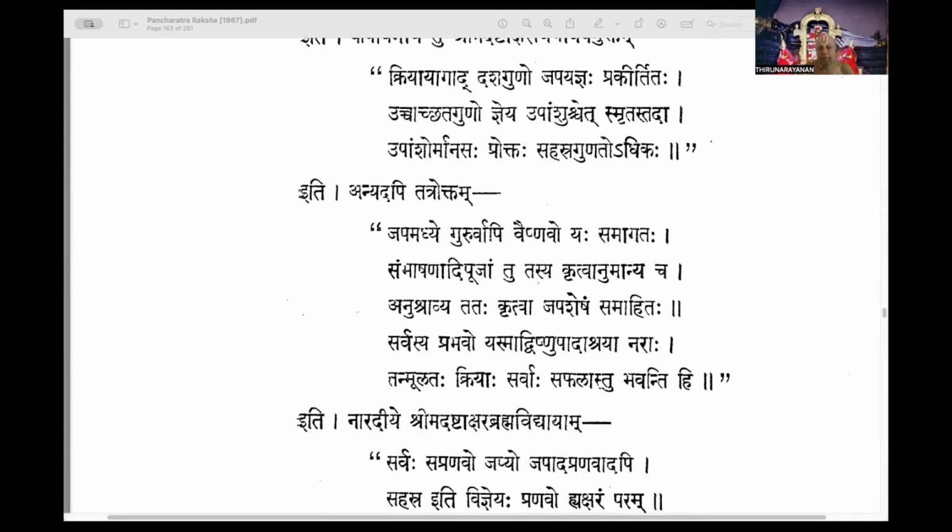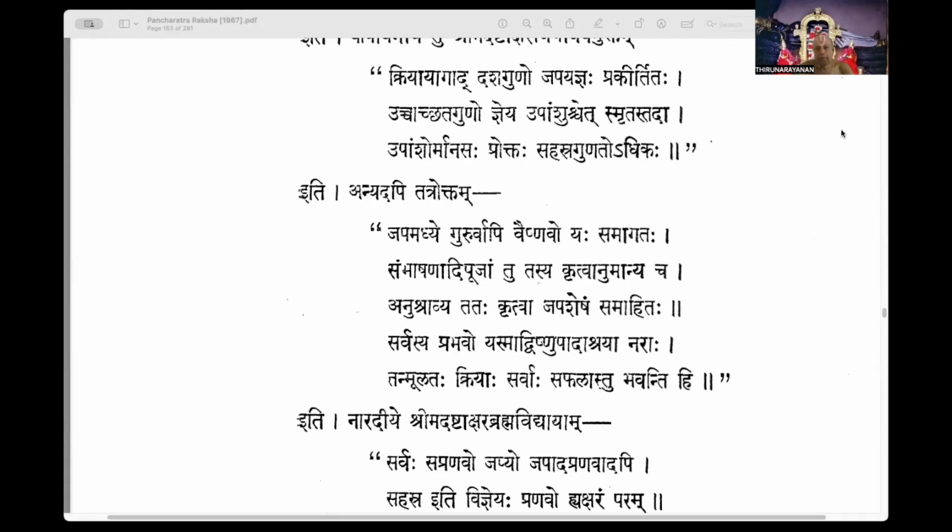Murmuring will give you a little less benefit, between 10 and 100 times. Smrtaha, meaning remembered, that is without the show of the movement of lips. So smrtaha. Upamshoho manasaha praktaha sahasra gunataha adhika. I think we must take it this way. While you shout the mantra aloud, that will be 10 times better than physical action. Then 100 times better will be murmuring, that is without movement of lips noticed. And if you do it in the heart without even the movement of lips, then 1,000 times better.